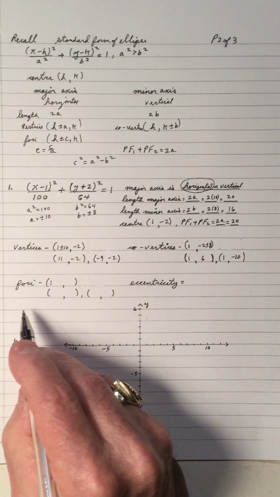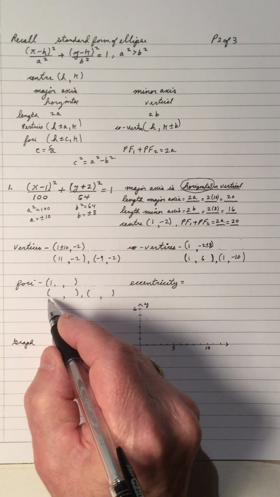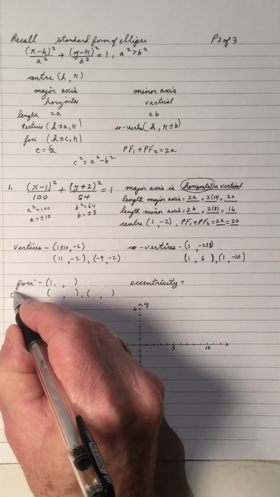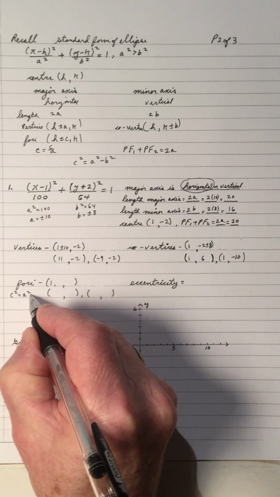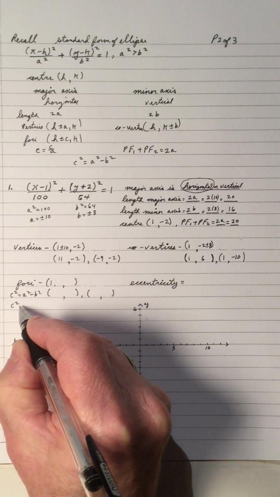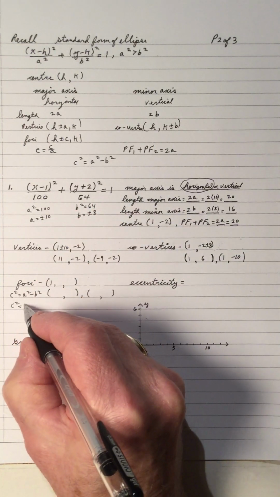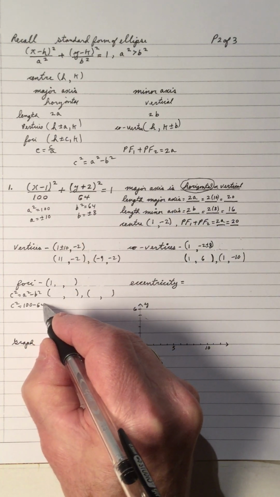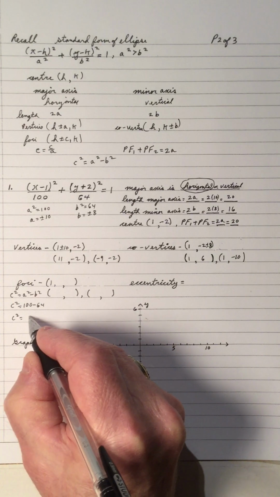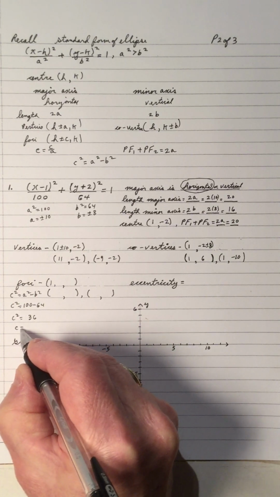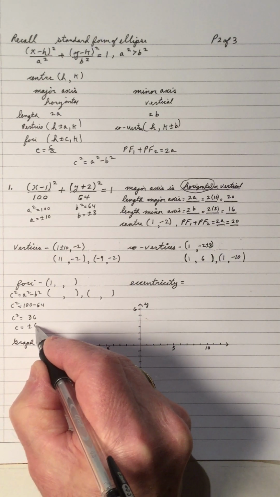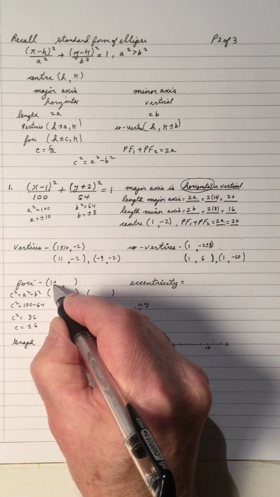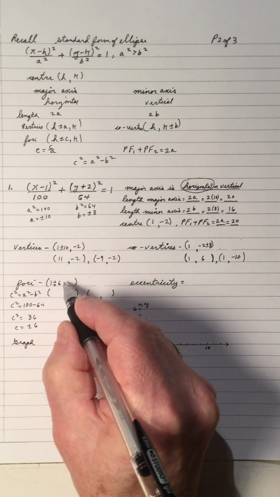Now we have to calculate what the c distance is. We don't have it, so c squared is equal to a squared minus b squared. A squared is 100. B squared is 64. C squared is 36. And c is plus or minus the square root of 36, which is 6. So c is plus or minus 6. So this is plus or minus 6.